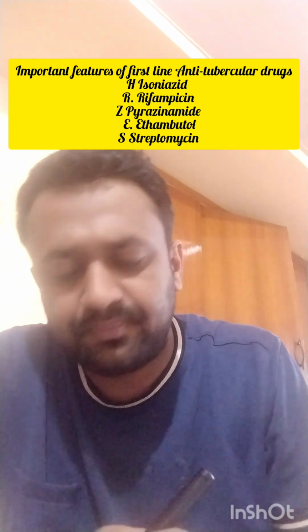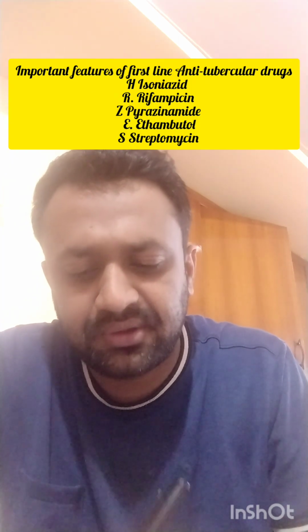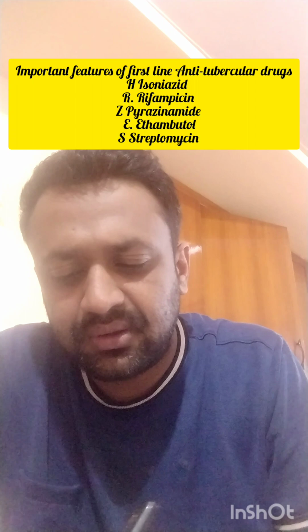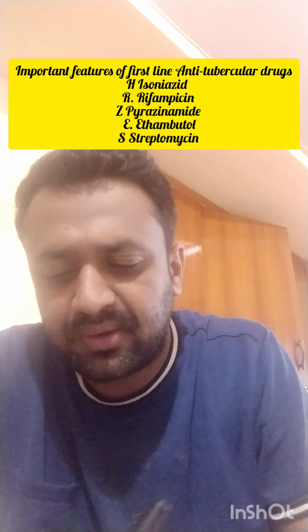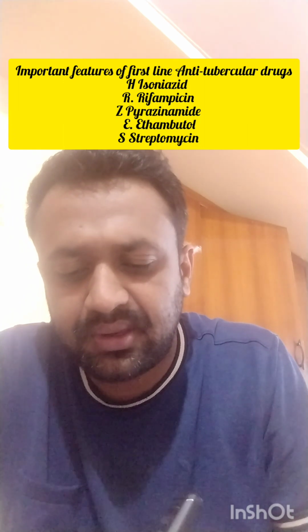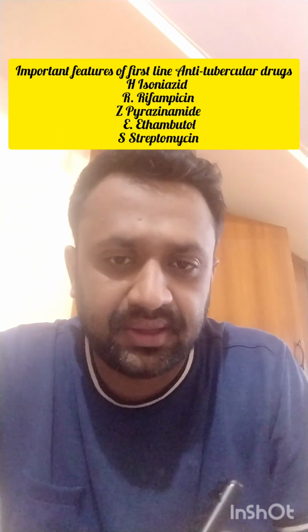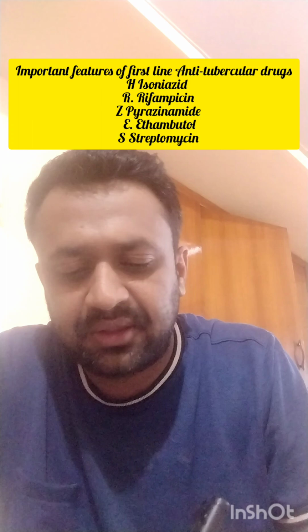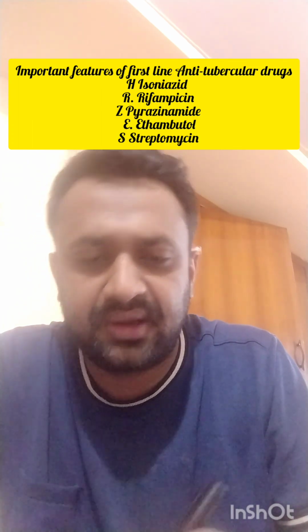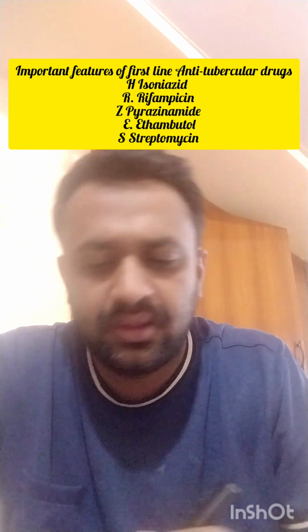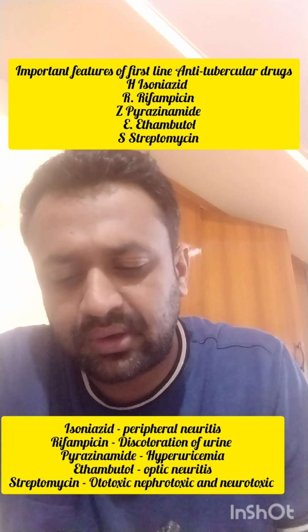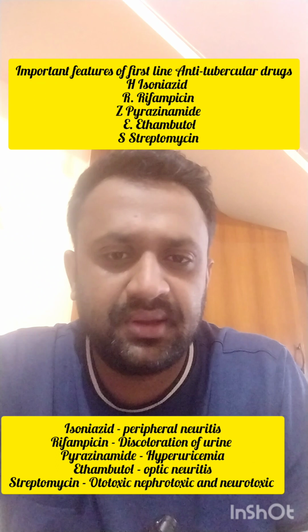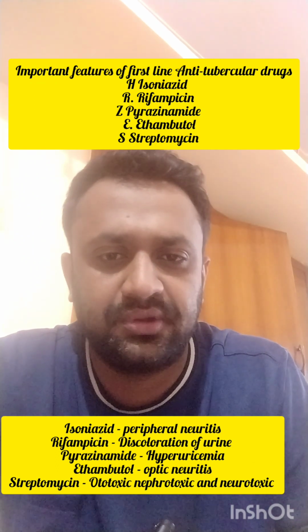Next, streptomycin, it is an aminoglycoside. It acts by inhibiting protein synthesis. And this is the injectable first-line drug. All the others are given by oral route, but streptomycin is given by intramuscular route, especially in case of extensively drug resistant tuberculosis. Important side effects: neurotoxicity, ototoxicity and nephrotoxicity, but there is no hepatotoxicity.